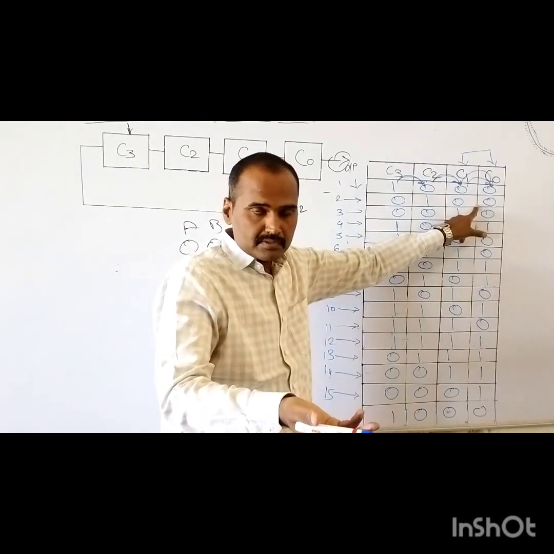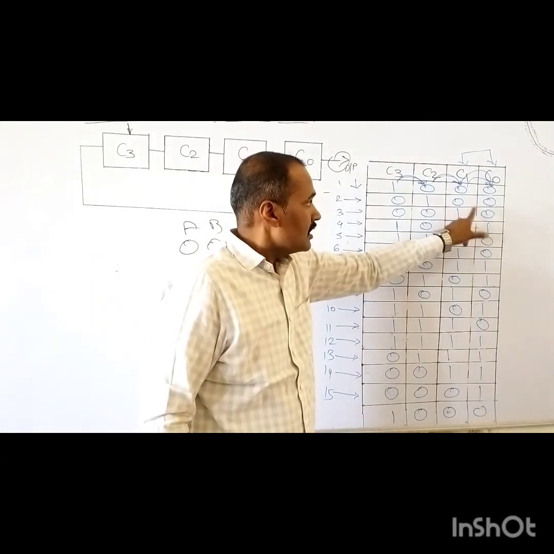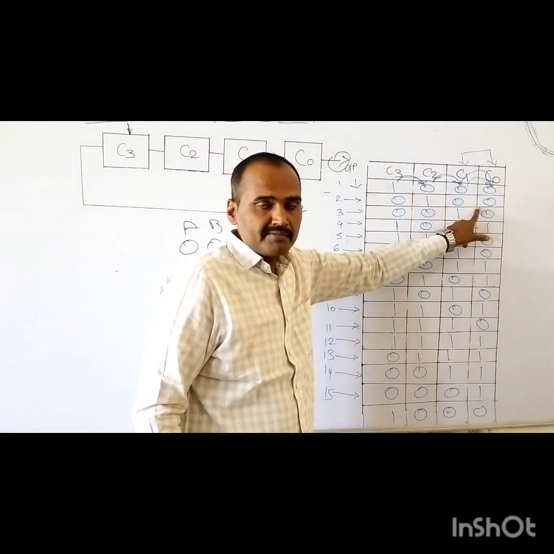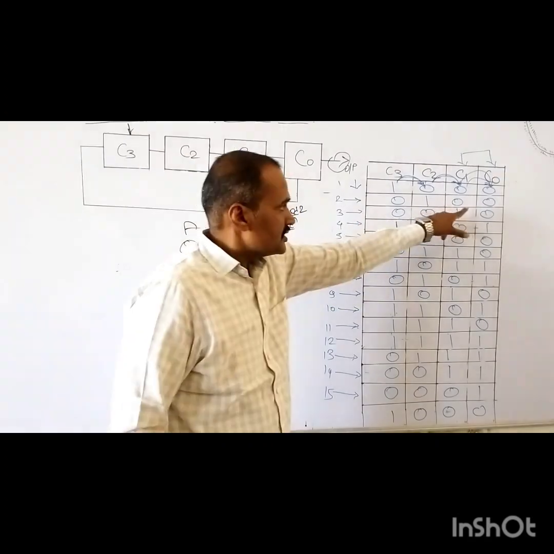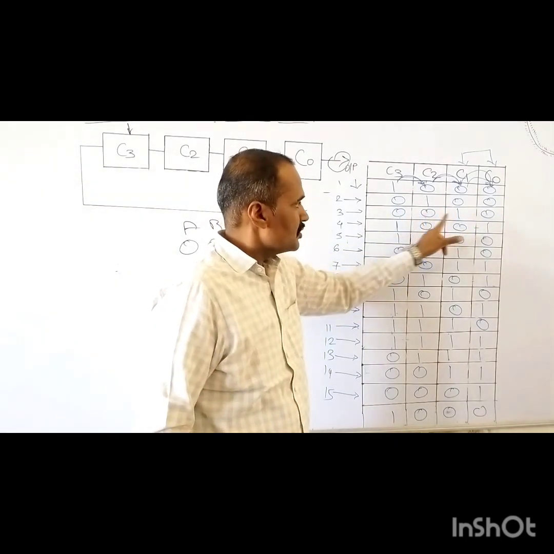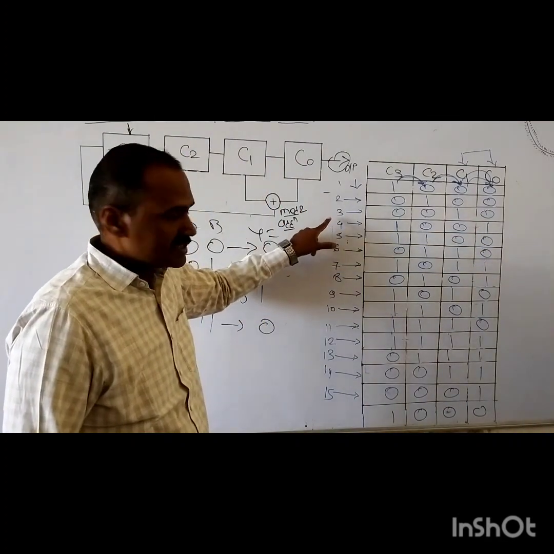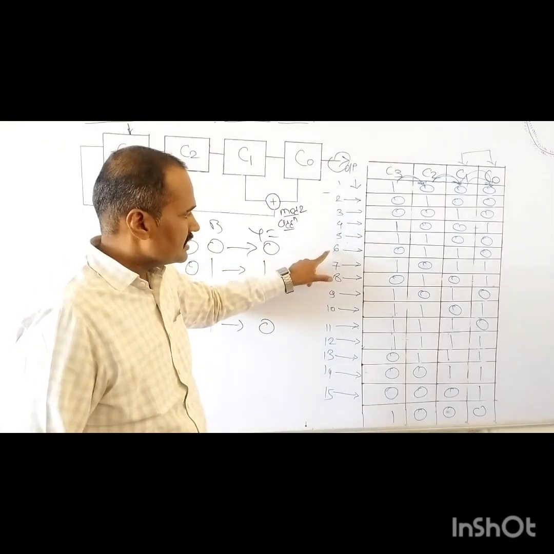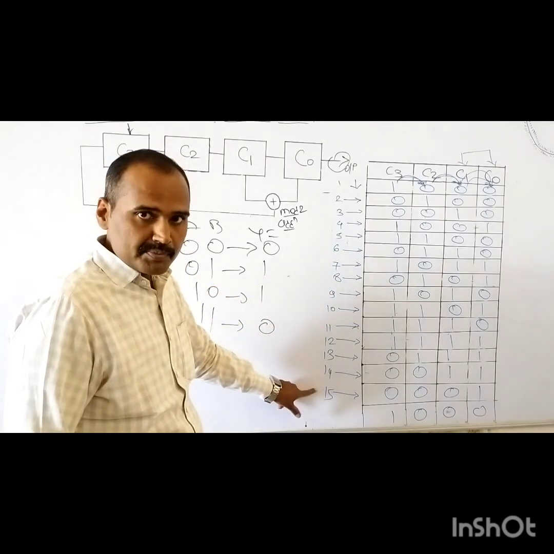Now again, as a result of the third clock pulse, these two bits are added with each other using the exclusive OR operation. So 0 XOR 0 becomes 0, and these 3 bits are shifted: 0, 1, 0. Now this is the result of the third clock pulse. In the same manner, the fourth clock pulse, 5th, 6th, 7th, 8th, 9th, 10th, 11th, 12th, 13th, 14th, 15th.